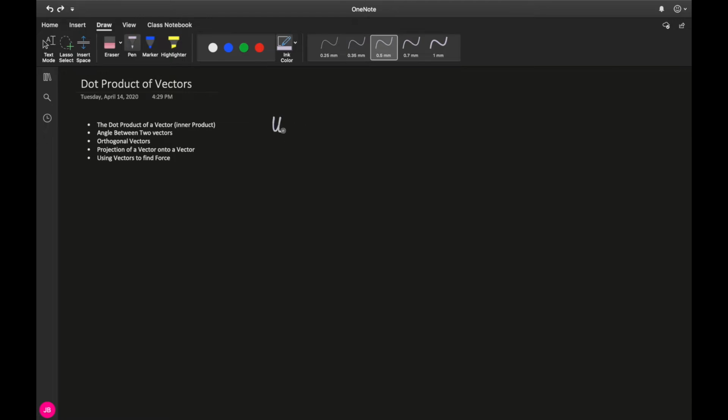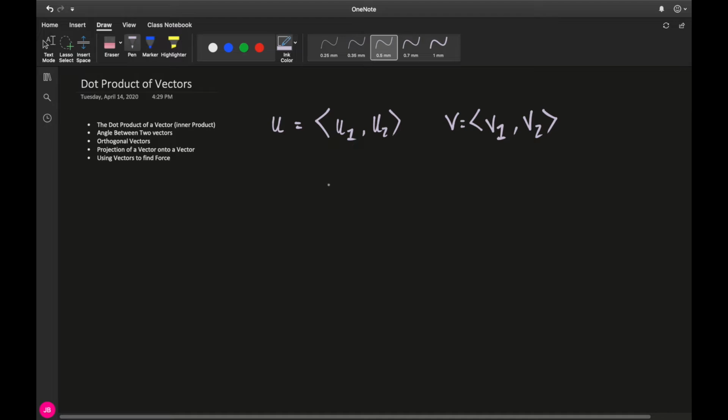So if we have two vectors, let's say vector u with components u1 and u2, and vector v with components v1 and v2, we can find the dot product of both of these vectors, u dot v, by multiplying their first components and then adding that to the multiplication of their second components, which would be u1 times v1 plus u2 times v2.